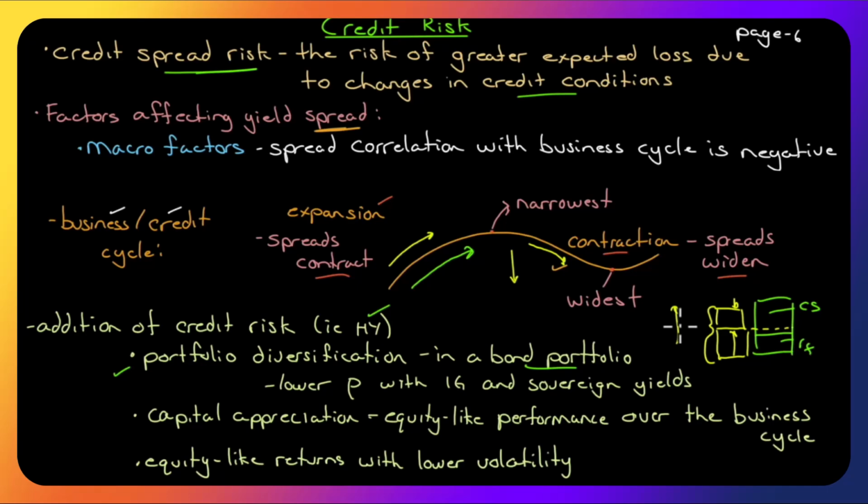They decrease in price as rates go up, and they increase in price as rates go down. So in a bond portfolio, high yield is a good diversifier. In an equity portfolio, not as good a diversifier as investment grade or government bonds because they are equity-like. Lower correlation with investment grade and sovereign yields. It also provides capital appreciation because you get equity-like performance over the business cycle. And you get those equity-like returns with lower volatility.